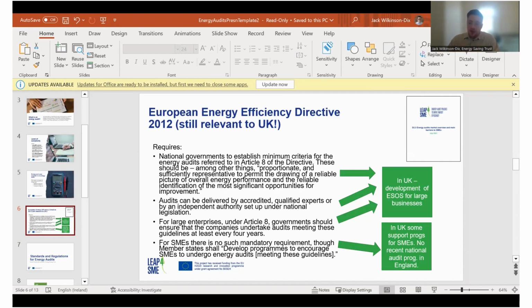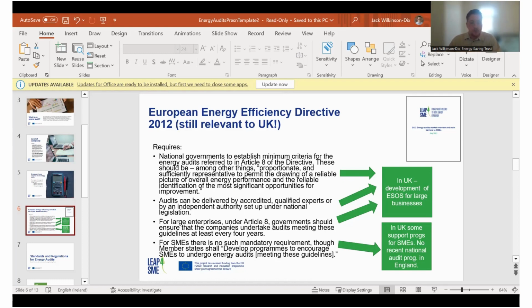So the idea set out in the Energy Efficiency Directive is quite a straightforward approach. It calls for the development of an audit approach delivered by accredited experts or a national body that would be mandatory for big enterprises and voluntary for smaller enterprises, with governments then having to promote these voluntary audits to the SME sector, with this audit approach being based on European standards. So currently in the UK, we do have mandatory audits for larger enterprises.